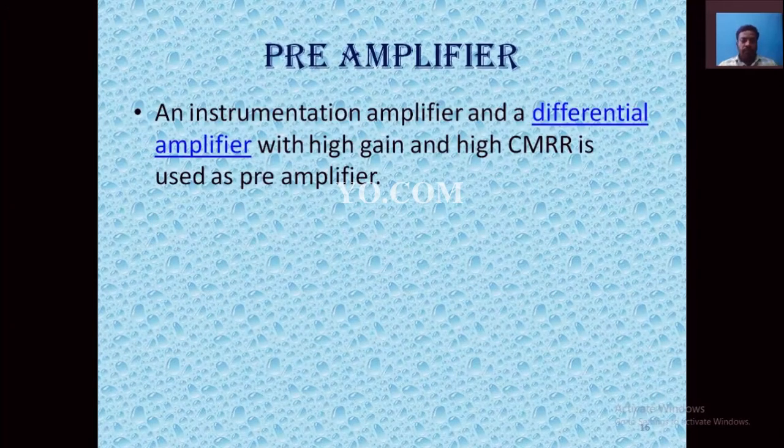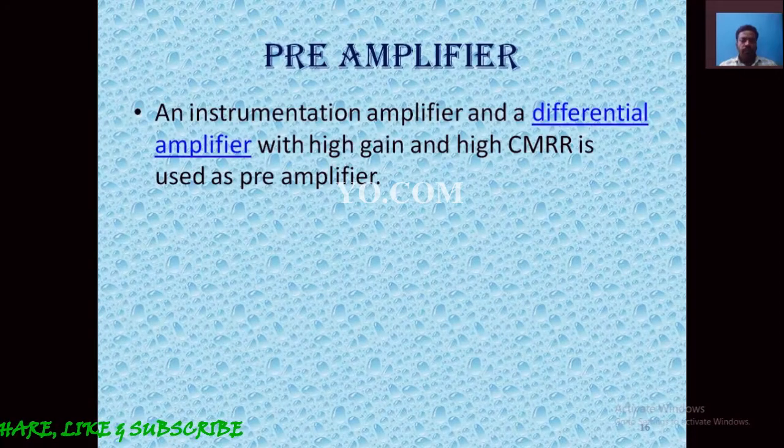Okay, next we are going to see the pre-amplifier. Pre-amplifier means the first amplifier, which amplifies the weak signal coming out from the electrode leads. The signal is in the range of 0.1 to 1 millivolt. So the instrumentation amplifier or the differential amplifier is used as a pre-amplifier.